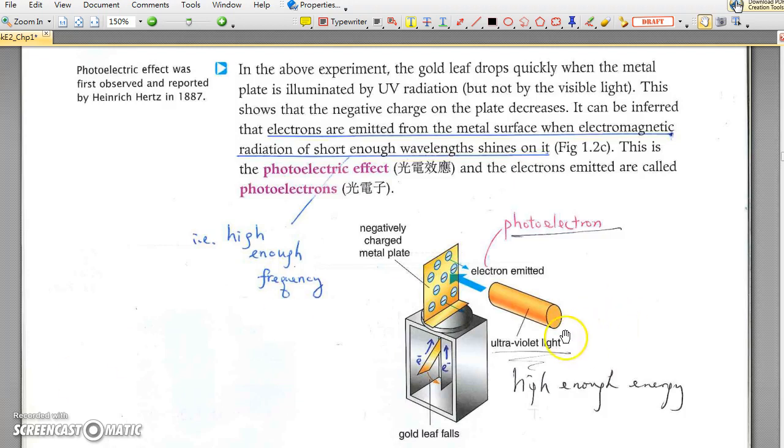What happened is, the ultraviolet lamp illuminates the metal plate, and so the electrons there may get enough energy that they may go away, so the electrons are emitted. We call them photoelectrons because they get enough energy from light. In this way, the negatively charged metal plate discharges. That means it has less charge.